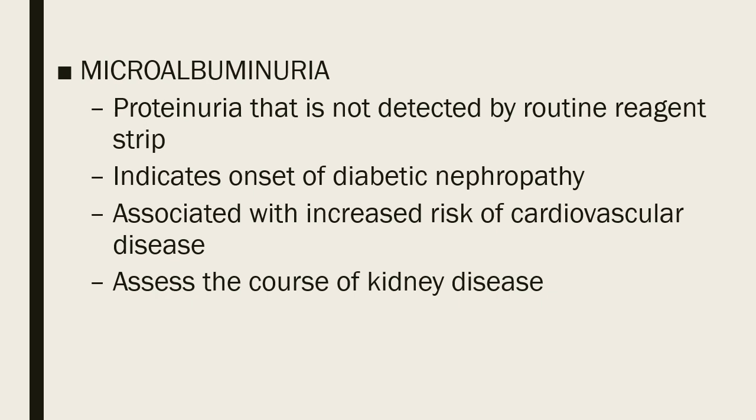What is the significance of this? The presence of microalbumin in the urine indicates glomerular dysfunction, probably nephropathy. Again, it indicates an onset of renal complications of diabetes mellitus, and these complications are known as diabetic nephropathy.